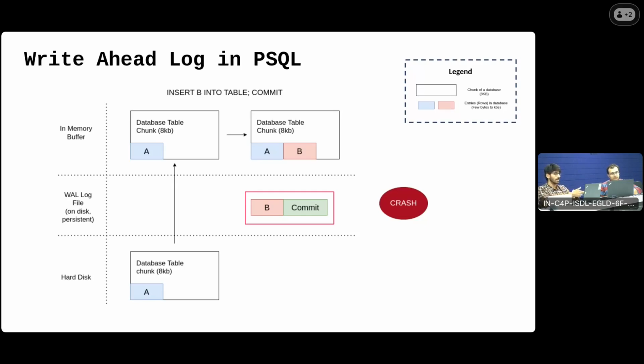As soon as we have written it to the log, we encounter a crash. As you can see, the data is still in memory. It has not been written to the hard disk. As soon as the system crashes, we lose the upper 8 KB chunk of data. We just have the log that is persistent on disk. So why do we do this? Let's see the advantage of this log. How can we use it to recover from this crash?